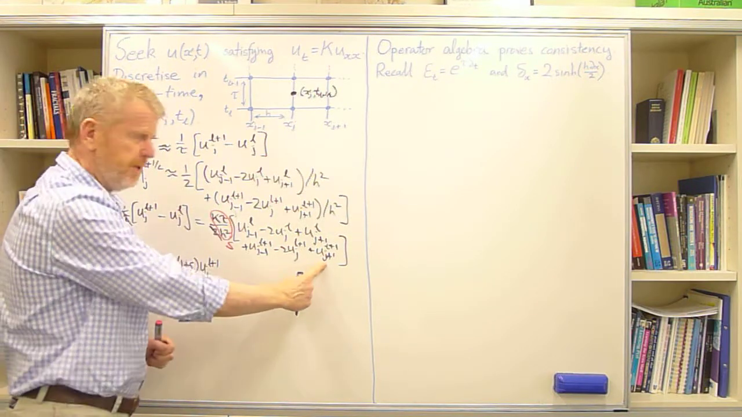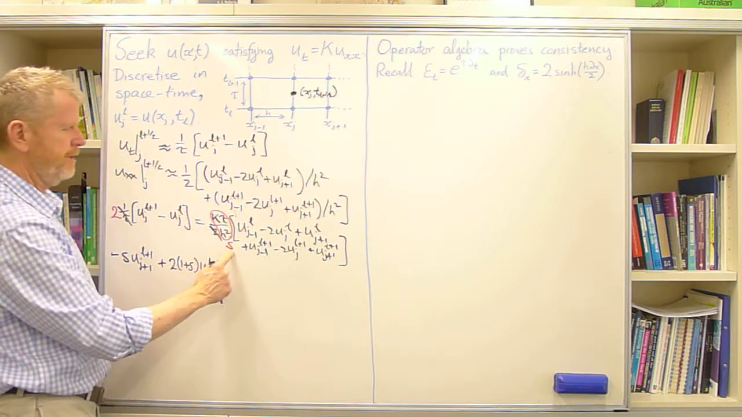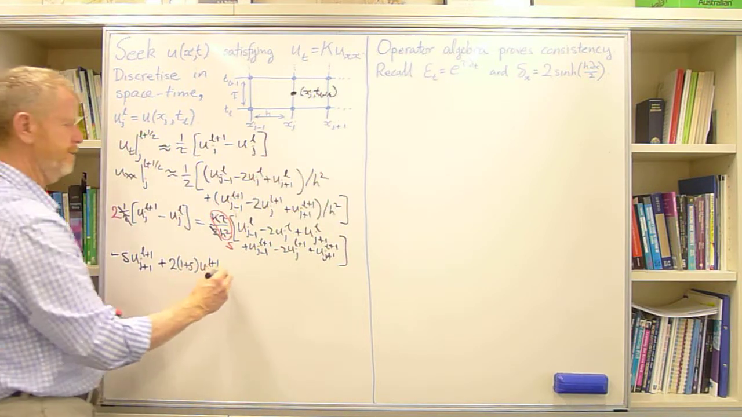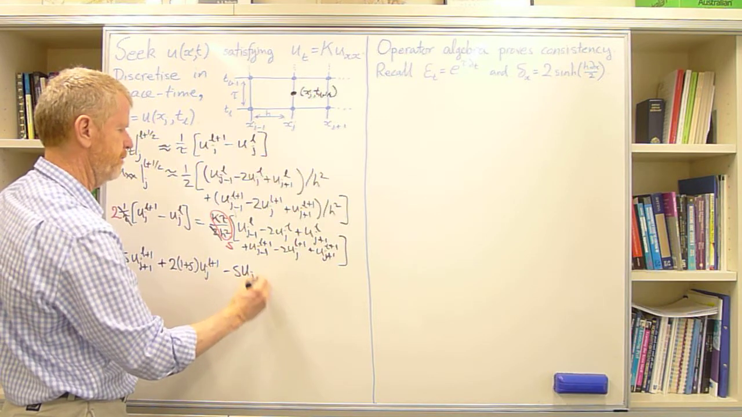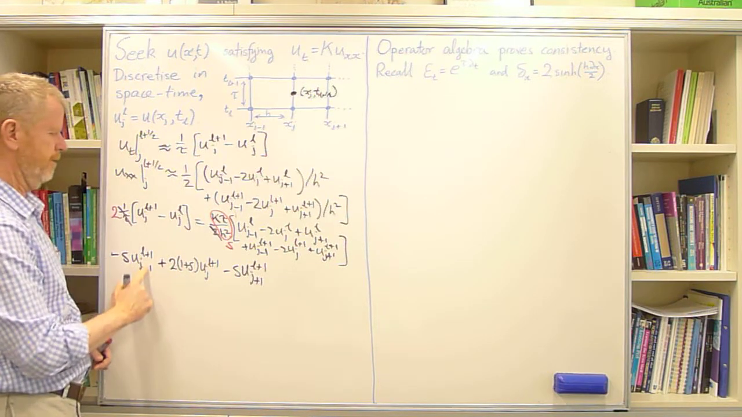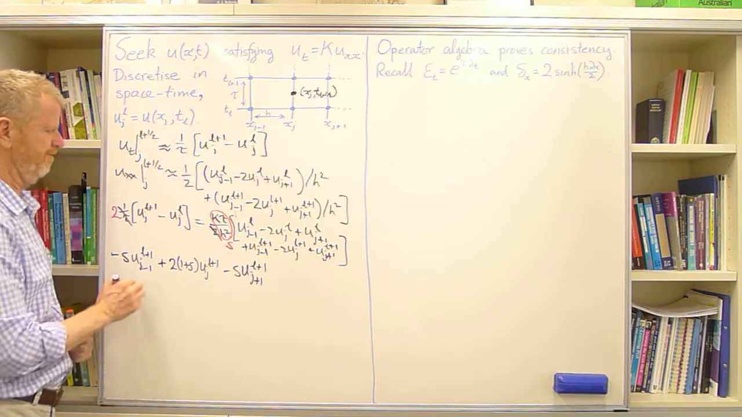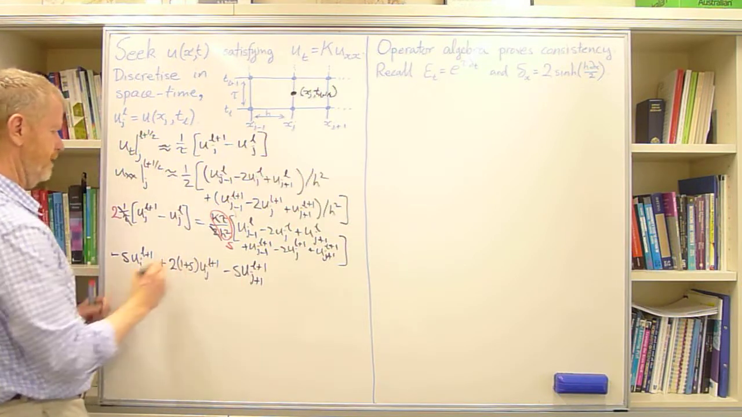We also have u_(j+1)^(L+1) times s. Move that to the left, and it becomes minus s u_(j+1)^(L+1). That should be a minus. That's the left-hand side.